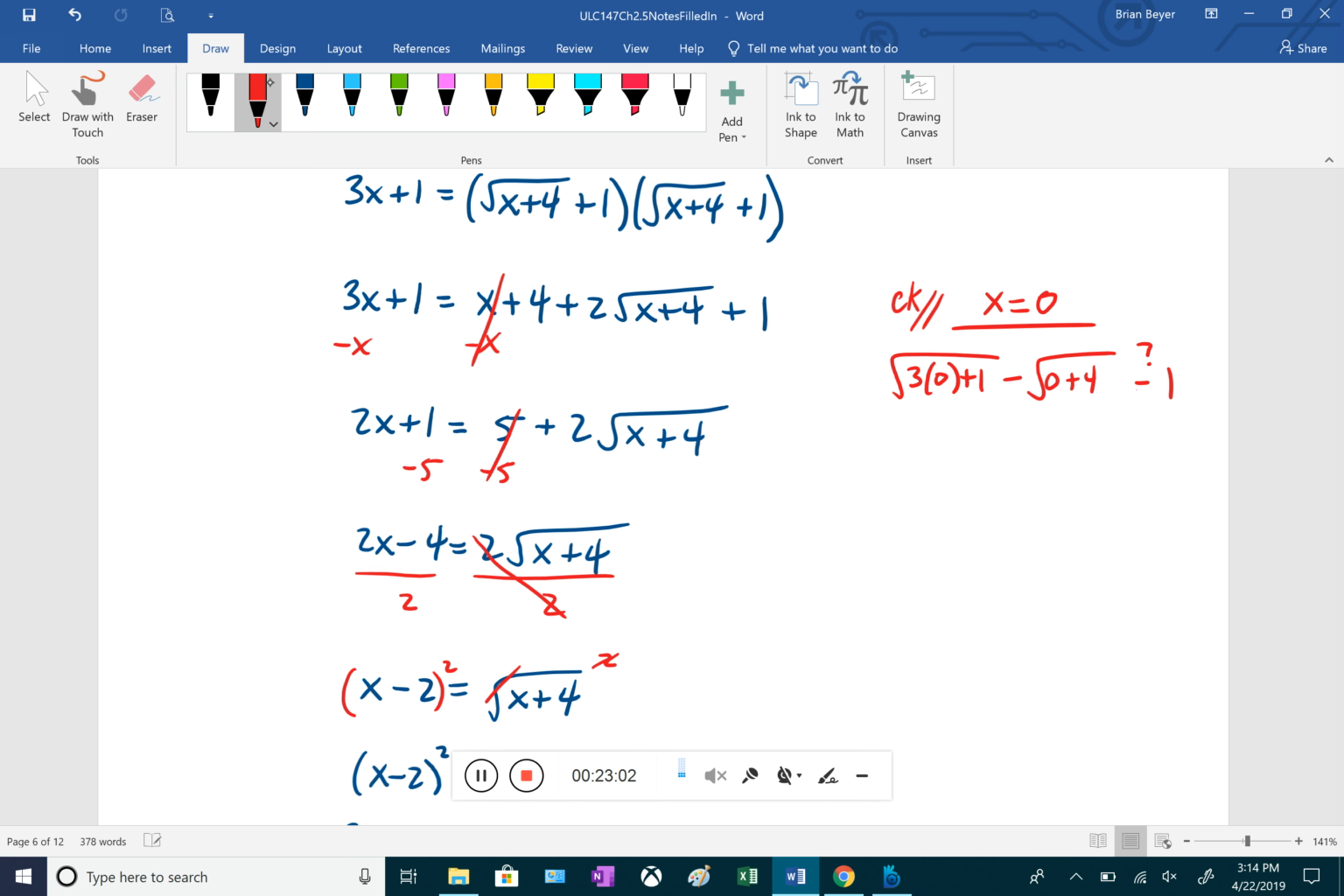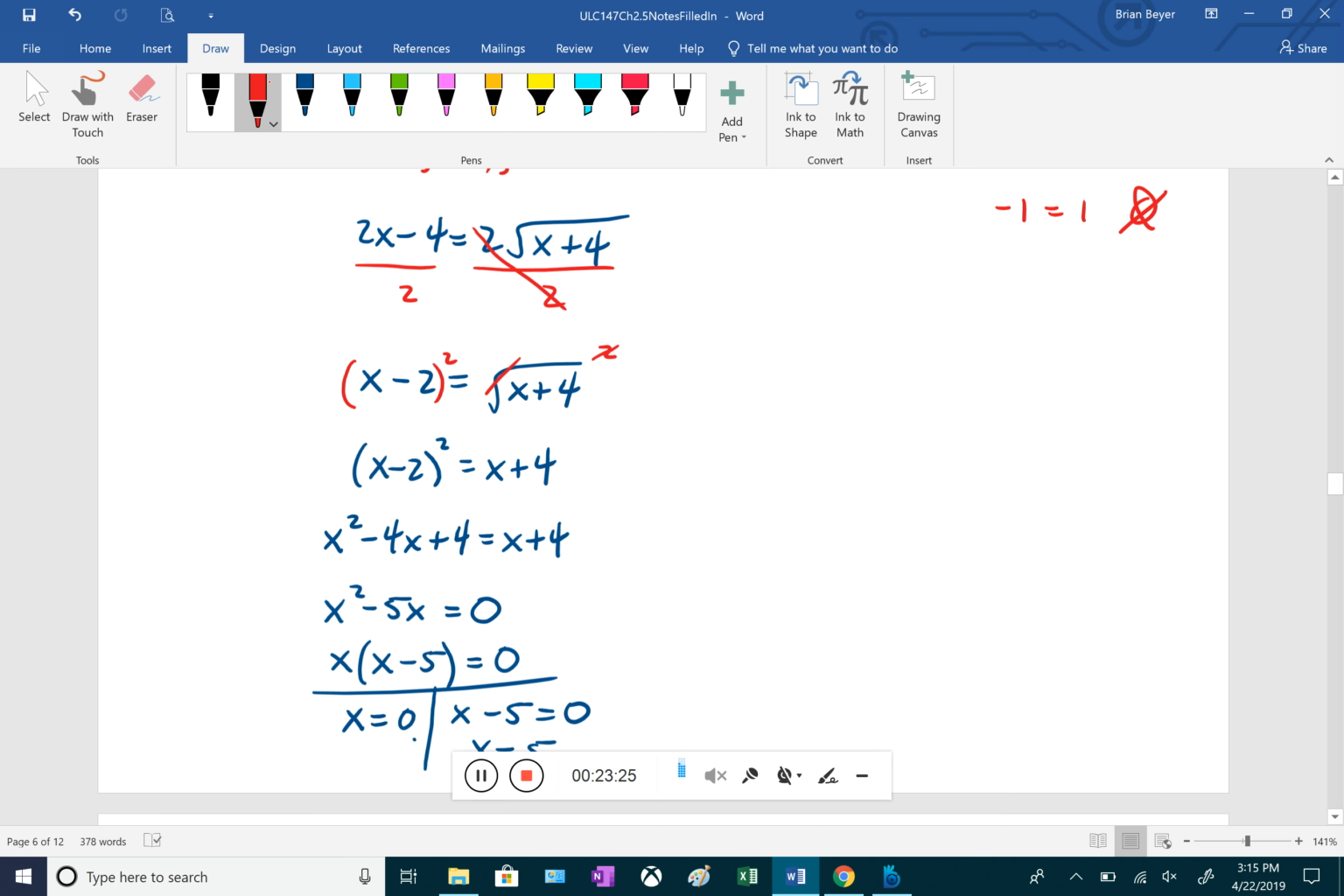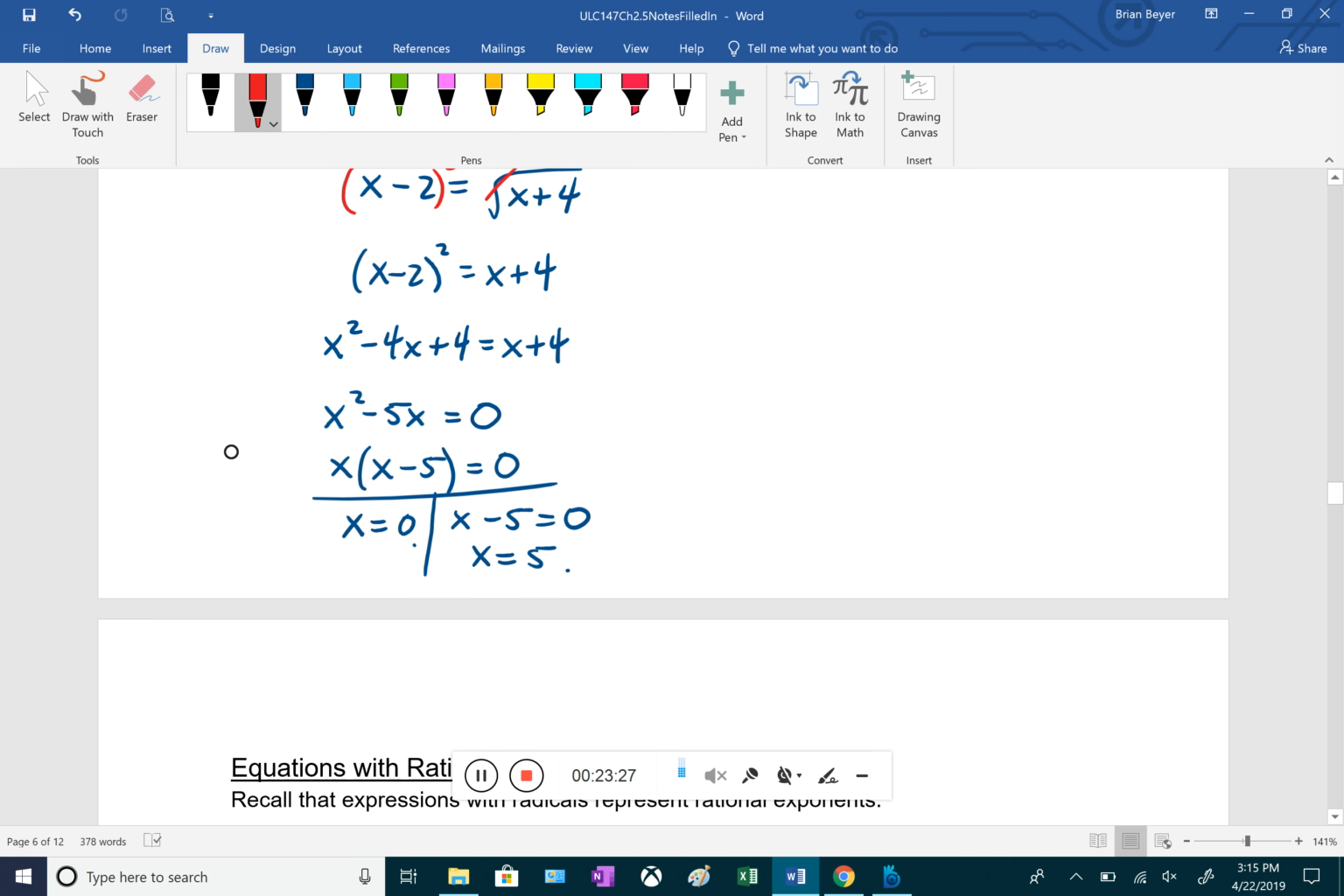So simplifying this, go a little bit faster for this part. Under that first square root, 3 times 0 is 0. 0 plus 1 is 1. Square root of 1 is 1. For the second one, square root of 4 is 2. So we get 1 minus 2, which is negative 1. So that does not work out. Negative 1 does not equal 1. So we have to omit x equals 0.